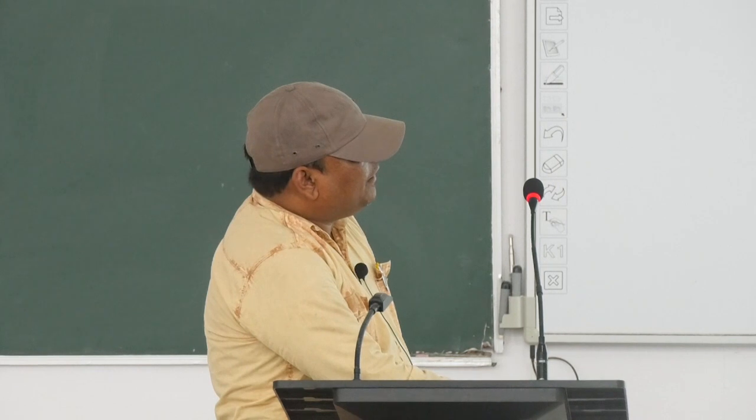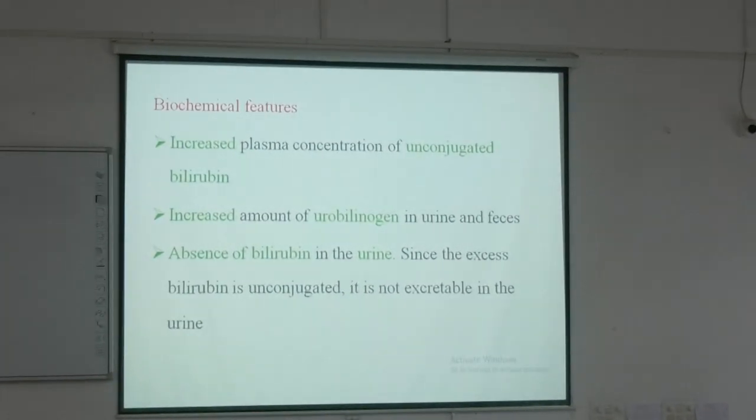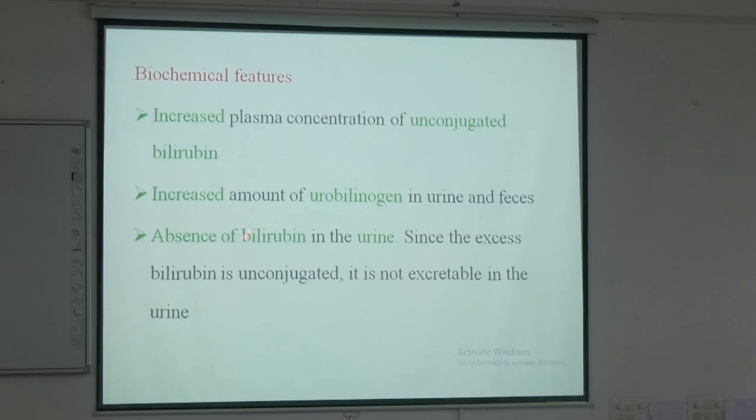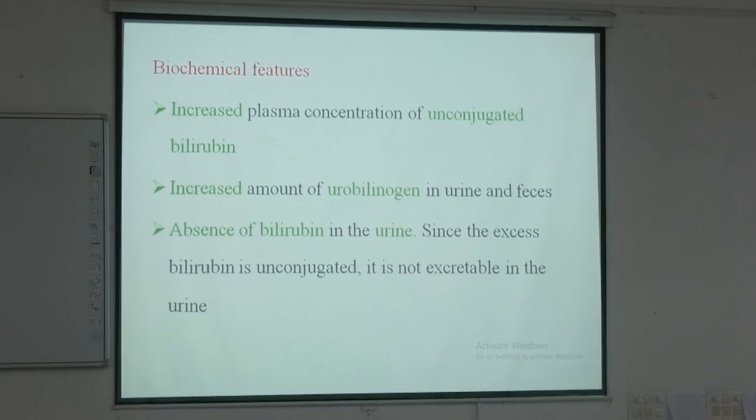Biochemical feature: increased plasma concentration of unconjugated bilirubin. It is indirect bilirubin, understand? On the basis of report, you can understand? Report ke basis bata sakte hai, kaun sa pre-hepatic hai, kaun sa post-hepatic hai? Sirf do student bata sakte hai, baaki nahi bata sakte. Padh lena ghar jaake, theek hai? Ek baar padh lena, reading laga lena. Increased amount of urobilinogen in the urine. Absence of bilirubin in the urine.